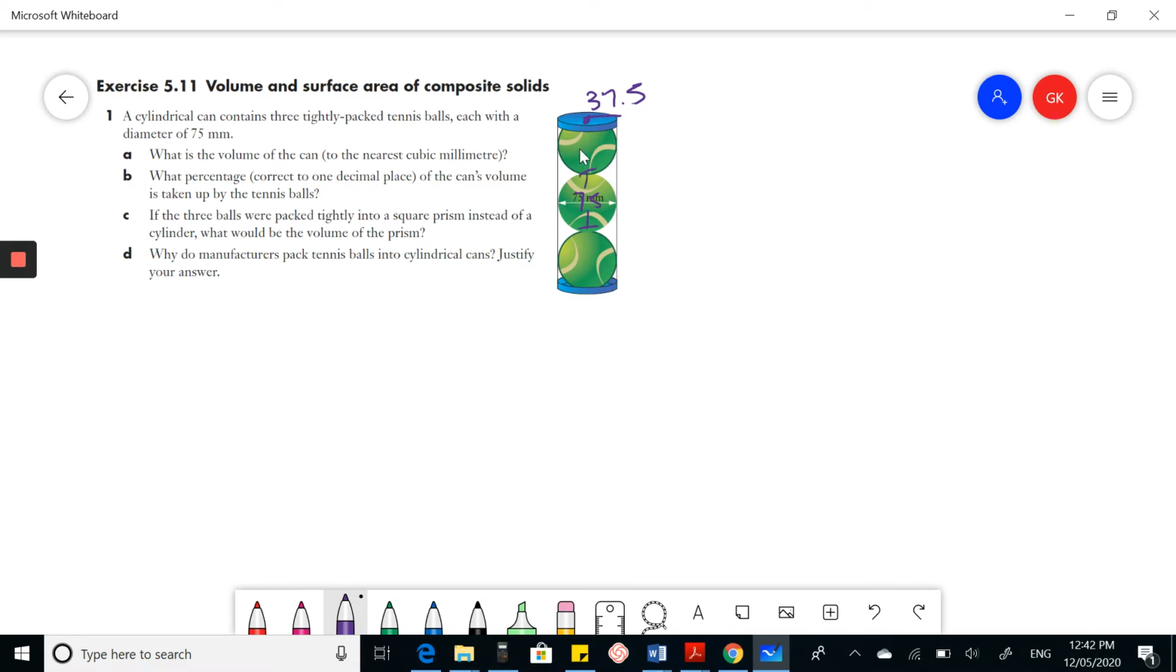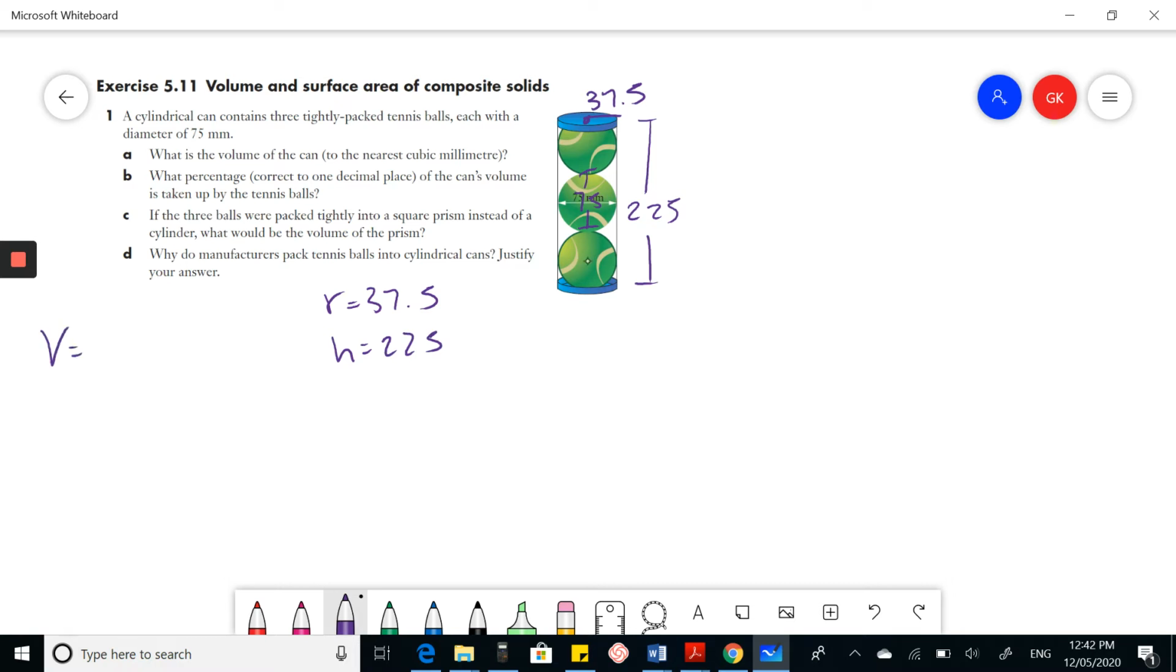Now, you can see that there's 3 balls. So we've got 3 lots of the 75. So the height of my cylinder is going to be 3 lots of that, which is 225 millimeters, okay? Now we can start with A. So we've got r equals 37.5 and h equals 225.